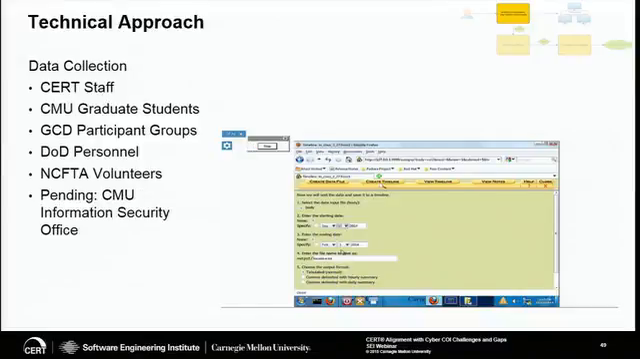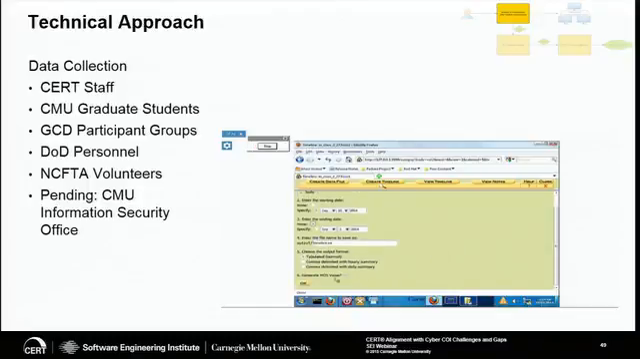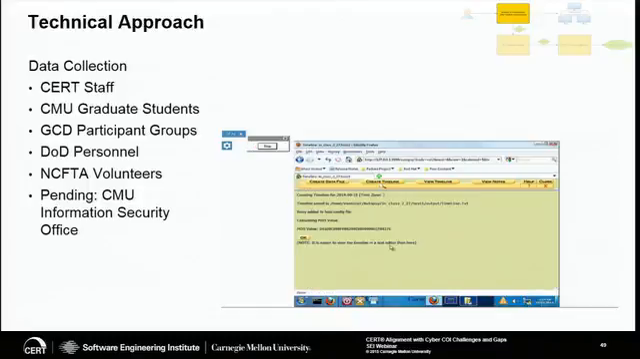So in order to address those needs, we had CERT staff do captures, and the CERT staff generally gave us the higher end of the capabilities. These are people that are familiar with the software and these tools. Some of them even wrote these tools. So in order to give us a broader variety, we also did captures with CMU graduate students.